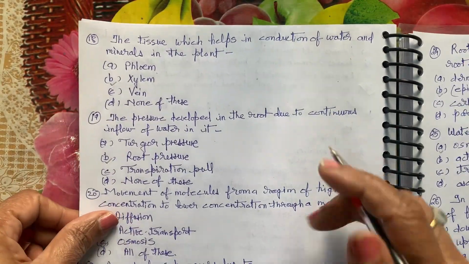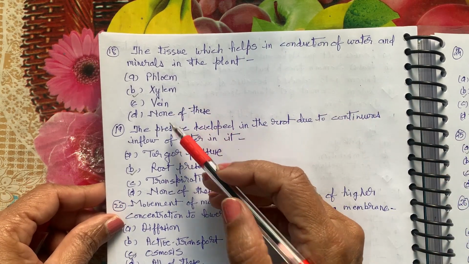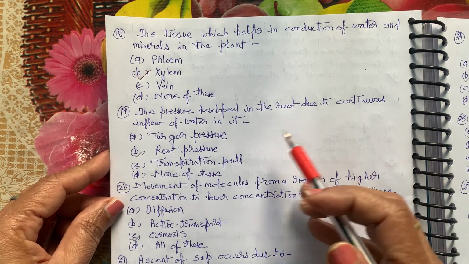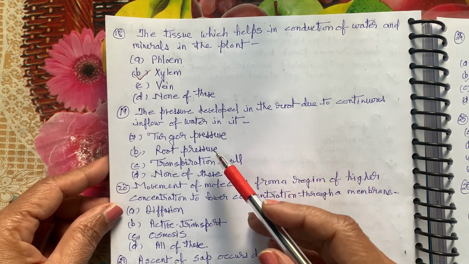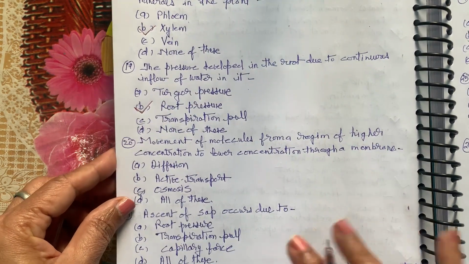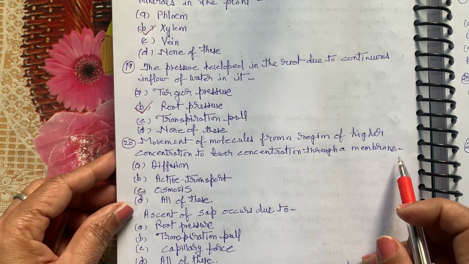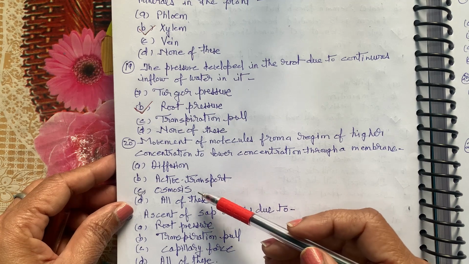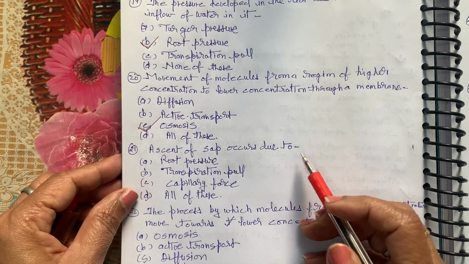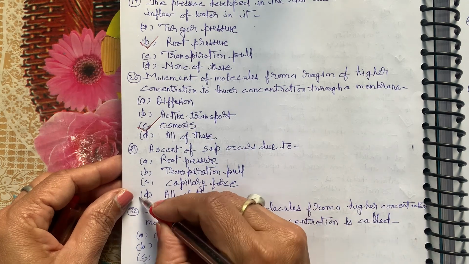Now the next one, the tissue which helps in conduction of water and minerals in the plant: phloem, xylem, vein, none of this. Correct option is xylem. The pressure developed in the roots due to continuous inflow of water in it: turgor pressure, root pressure, transpiration pull, nothing. The correct option, root pressure. Movement of molecules from the region of higher concentration to lower concentration through a semi-permeable membrane: diffusion, active transport, osmosis, all of these. Correct option is osmosis. Ascent of sap occurs due to root pressure, transpiration pull, capillary force, all of these. Correct option, all of these.